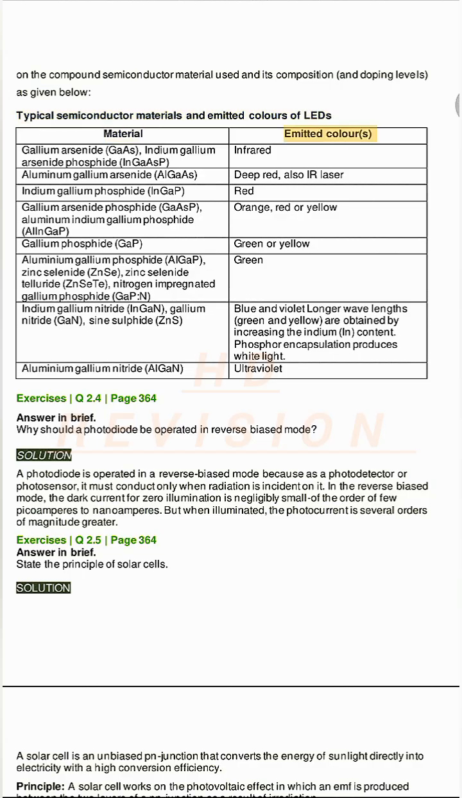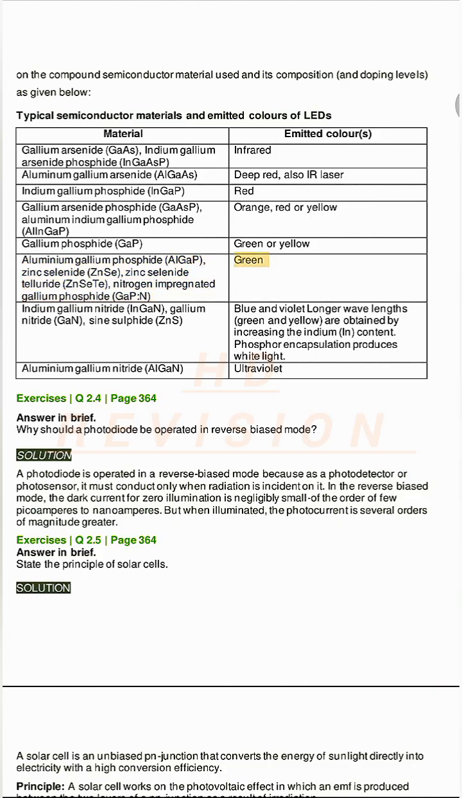Material, emitted colors. Gallium arsenide, GaAs, indium gallium arsenide phosphide, InGaAsP: infrared. Aluminum gallium arsenide, AlGaAs: deep red, also IR laser. Indium gallium phosphide, InGaP: red. Gallium arsenide phosphide, GaAsP, aluminum indium gallium phosphide, AlInGaP: orange, red or yellow. Gallium phosphide, GaP: green or yellow. Aluminium gallium phosphide, AlGaP, zinc selenide, ZnSe, zinc selenide telluride, nitrogen-impregnated gallium phosphide, GaP:N: green.